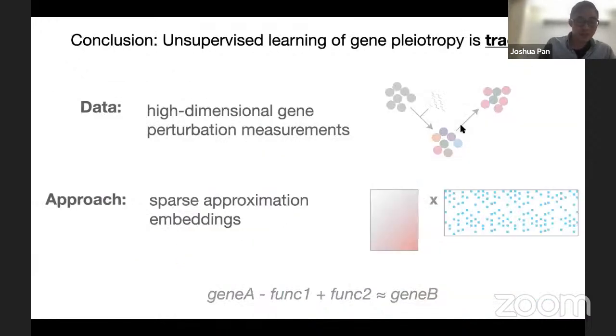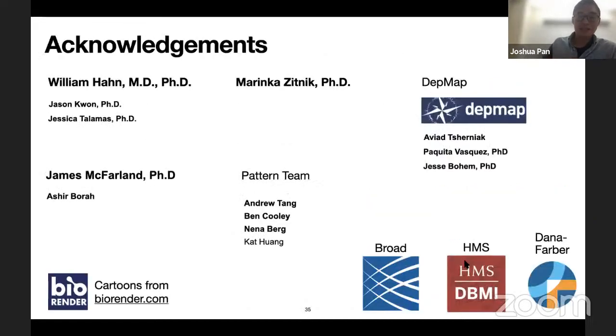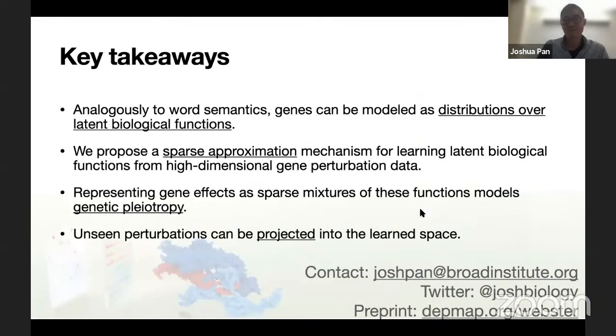To conclude, we think unsupervised learning of gene pleiotropy is tractable. We recommend using high-D gene perturbation measurements as a starting point for such tasks. And for the embedding approach, consider using sparse approximation for the interpretable linear semantics that you can get from the data. I'd like to thank once again my mentorship team and open up for any questions. Thank you for your time.